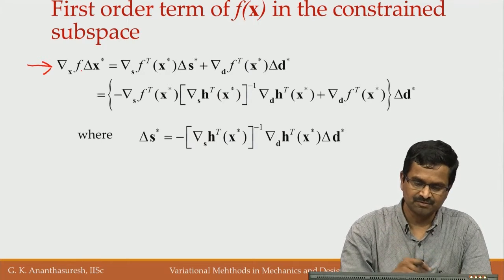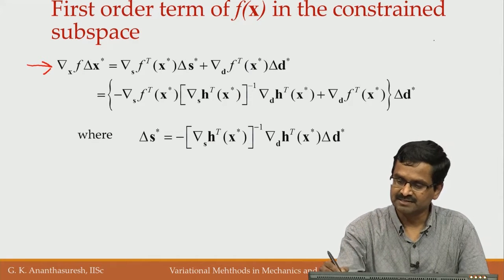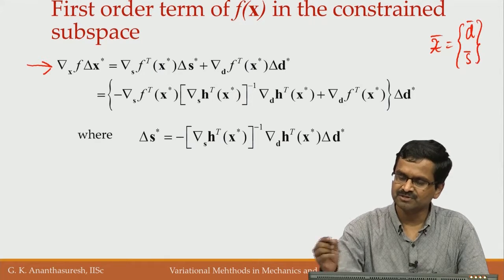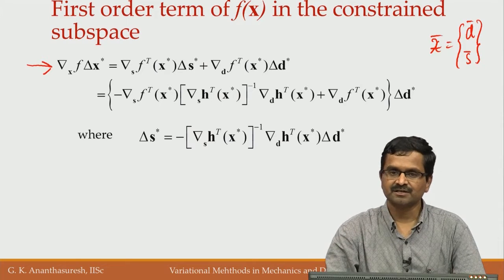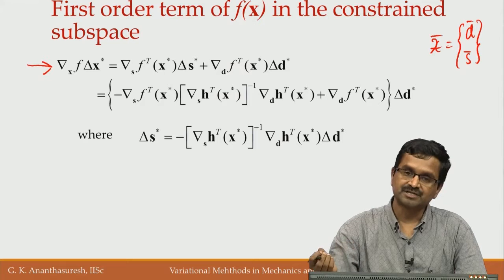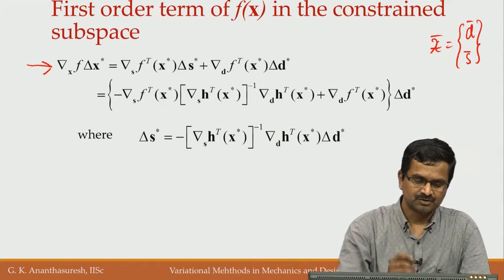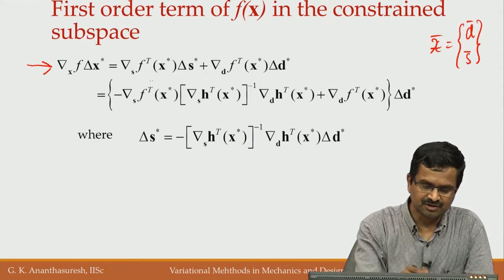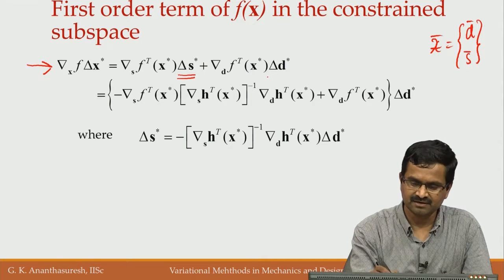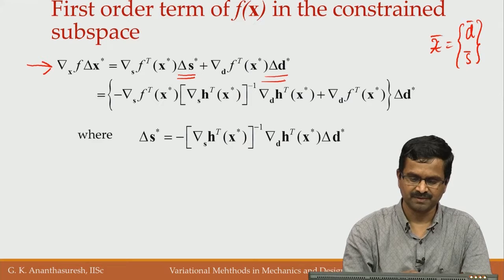In the last lecture we were looking at this x being subdivided into d and s. D are decision variables, you are free to choose, and s are the solution variables which you cannot choose because the constraints determine that. So, we have the first term where we are taking the derivative with respect to the solution variables, and then the second term with respect to the decision variables.